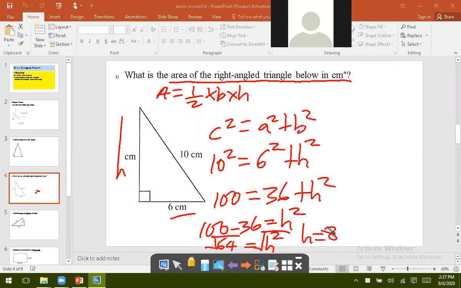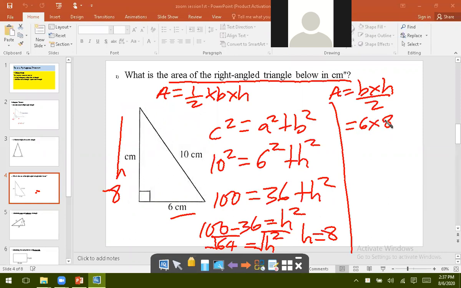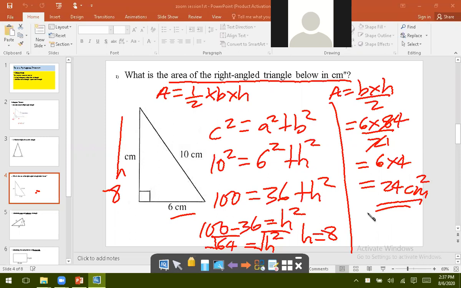Now you can find the area of the triangle by slotting in all the values given. So area equals base times height, all over 2. So the base is 6 times height is 8, all over 2. So 2 into 2 goes 1, 2 into 8 goes 4. So you have only 6 times 4 equals 24 square centimeters. So this is your area for the triangle. Well, let's move on.